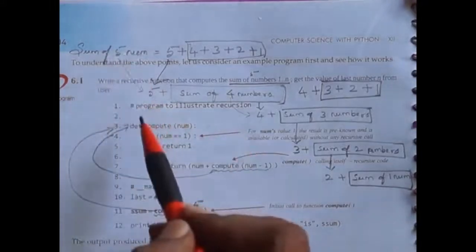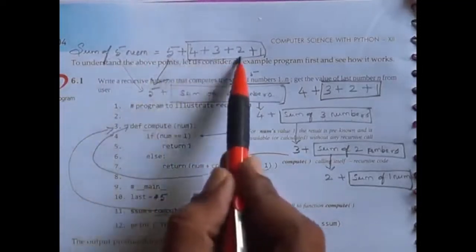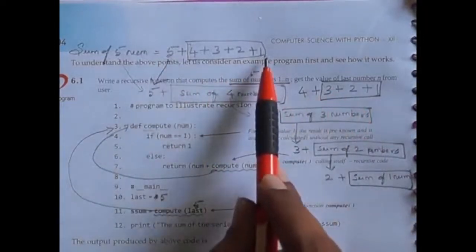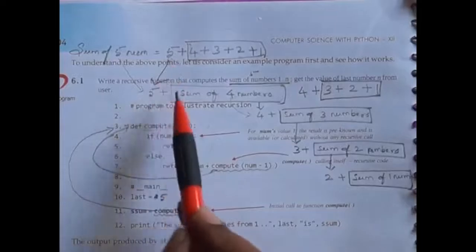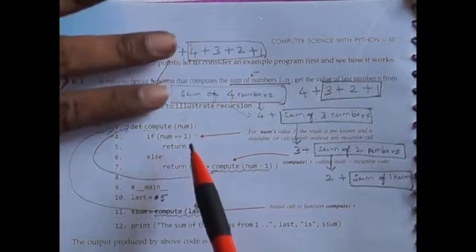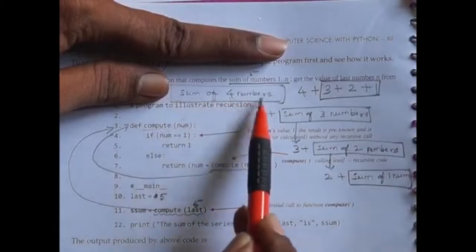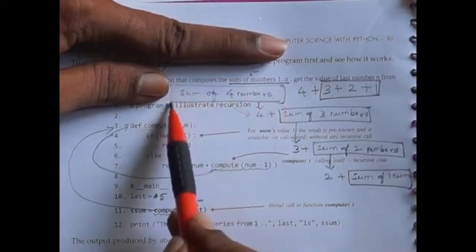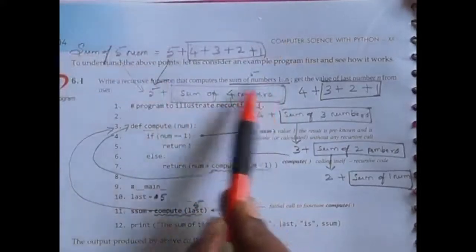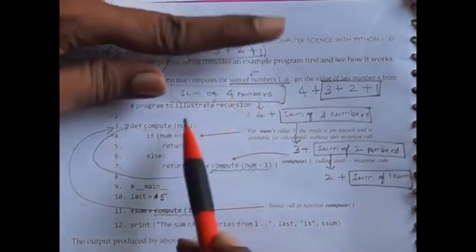Sum of 5 number. You know that sum of 5 number means 5 plus 4 plus 3 plus 2 plus 1, right? This can be written in some other form. How? 5 plus sum of 4 numbers. Okay, fine. Now you forgot all these things. Only you just see sum of 4 number. What is the value of this one? If we know the value of this one only, then we can find the value of sum of 5 number. Am I right? Yes. So you forgot all these things.